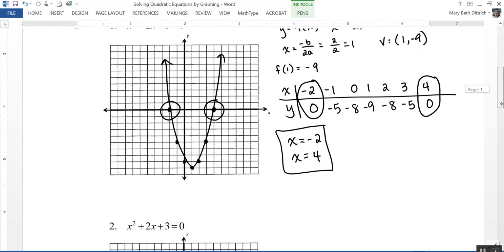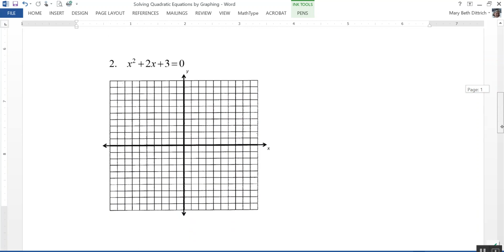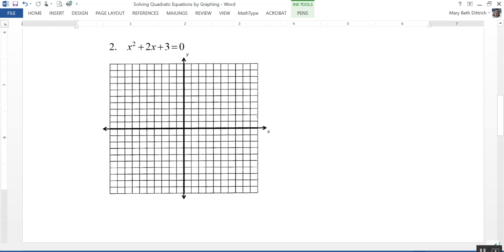Let's take a look at another example here. Here I have x squared plus 2x plus 3 equals 0. And I want to find the solution, so I'm going to graph the related function, f of x equals x squared plus 2x plus 3, and I'm going to find when that equals 0.